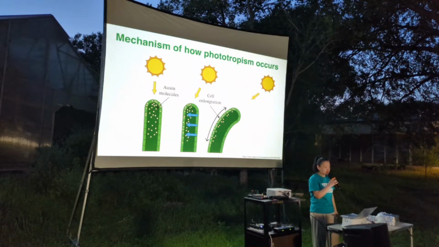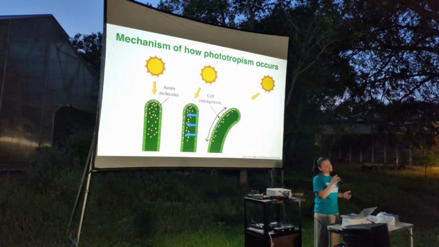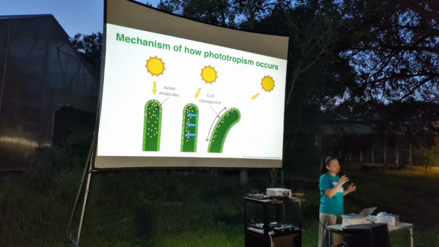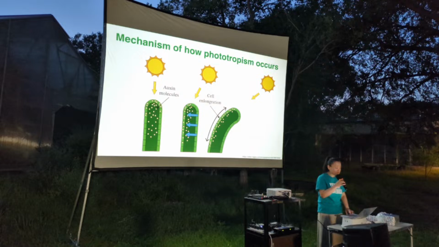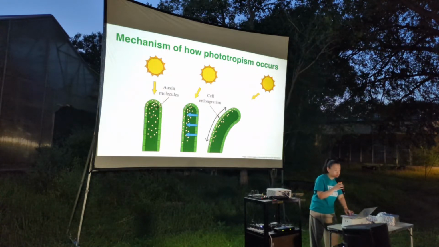Now let's talk about the mechanism of how phototropism occurs. Before we talk about that, we need to know about plant hormones, like auxin. Auxin can help cells elongate or inhibit the elongation of the cell. It depends on the situation and the concentration of the auxin. And in phototropism, if you put your seedlings under direct light, the auxin will be secreted from the tip of the plants and distributed from the top to the bottom. So all the cells will elongate in the seedlings.